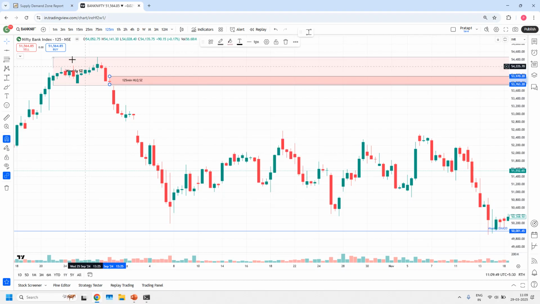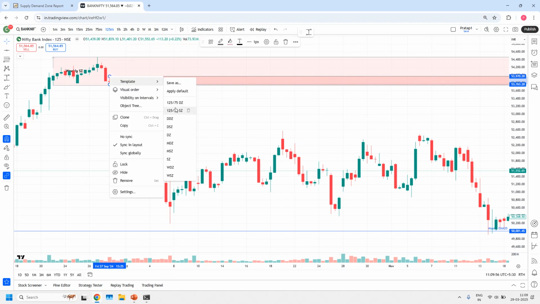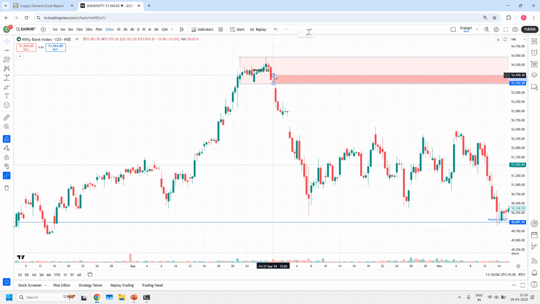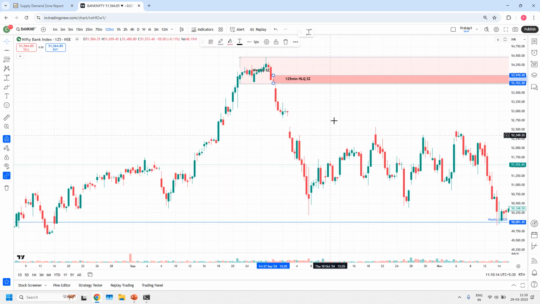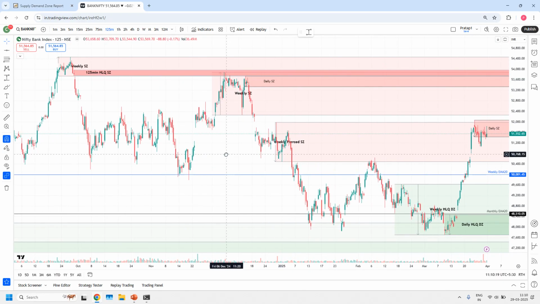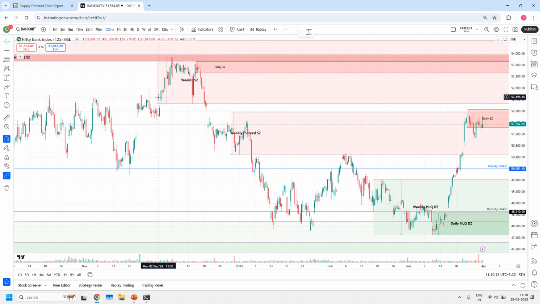Which is inside the daily zone. Okay, I got 125 in supply zone. Okay. Almost from there only this daily zone is created.